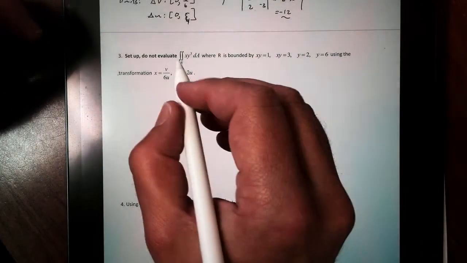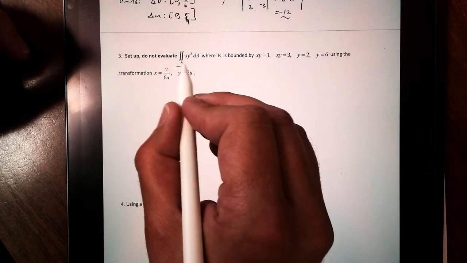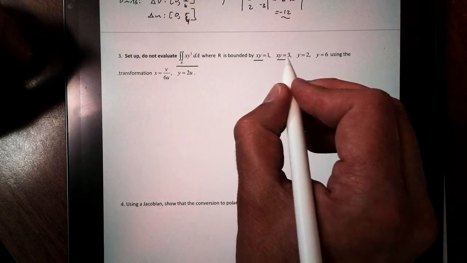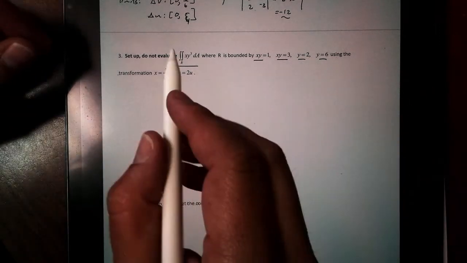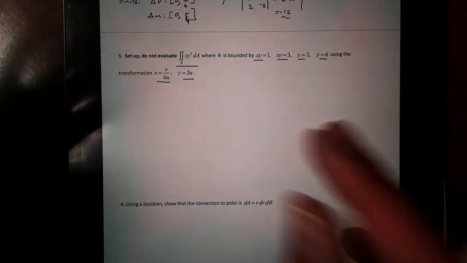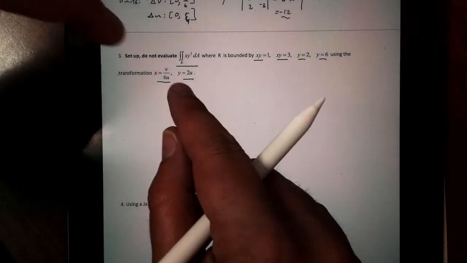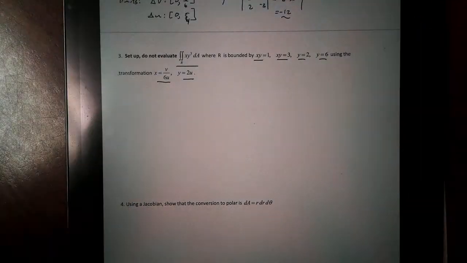We're asked to find this volume, but don't evaluate it, okay? We're asked to find the volume of this equation right here, given the following constraints. Notice we have two hyperbolas and two horizontal lines, and we're given the following transformations. How do they come up with these transformations? Just remember, they're just picking things for x and y that'll make these look very nice. Maybe horizontal lines and some vertical lines.